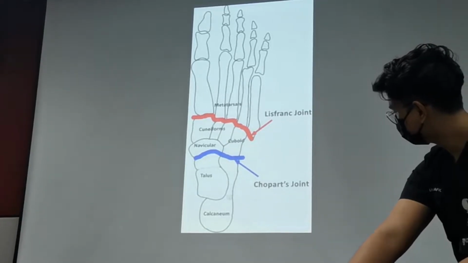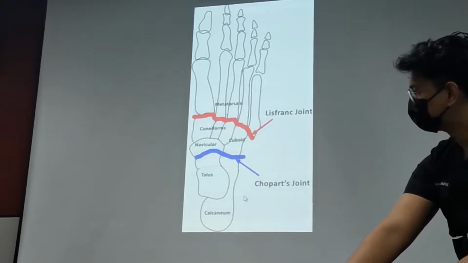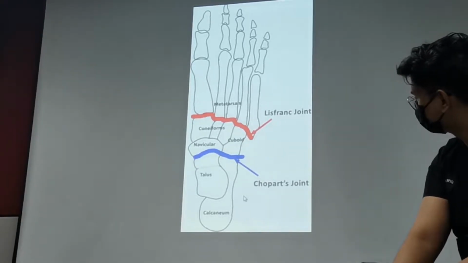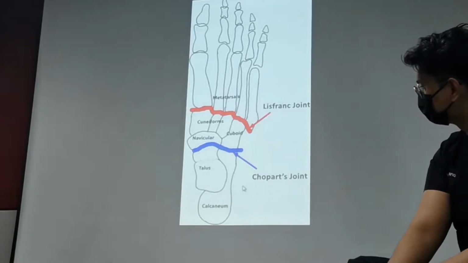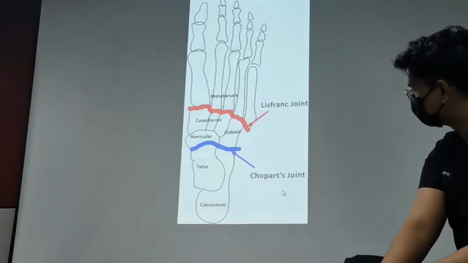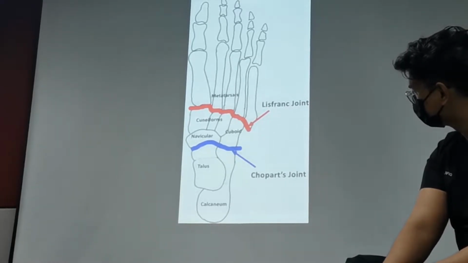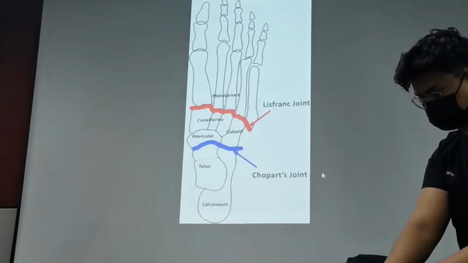The joint in between the talus and the calcaneum is called the subtalar joint. No one calls it the talocalcaneal joint. It's called the subtalar joint. So if you want to talk about things, you have to make sure that our nomenclature is correct. Because it's underneath the talus, so subtalar joint, right?